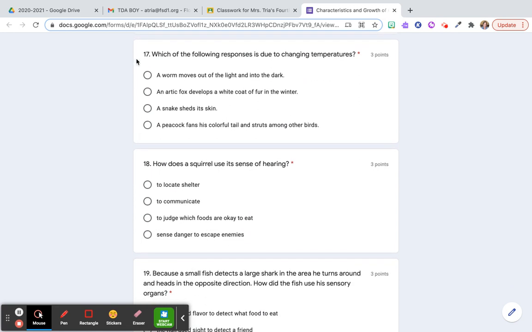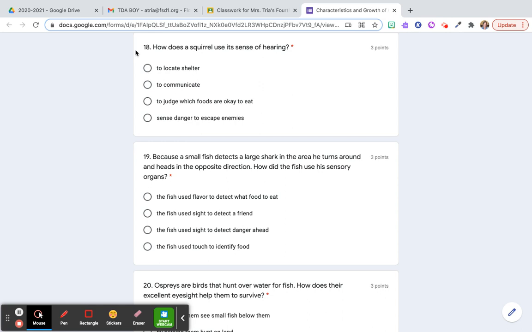Number 17. Which of the following responses is due to changing temperatures? A worm moves out of the light and into the dark. An Arctic fox develops a white coat of fur in the winter. A snake sheds its skin. Or a peacock fans its colorful tail and struts among other birds.